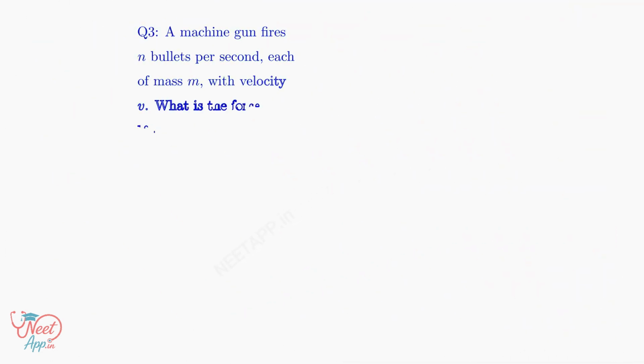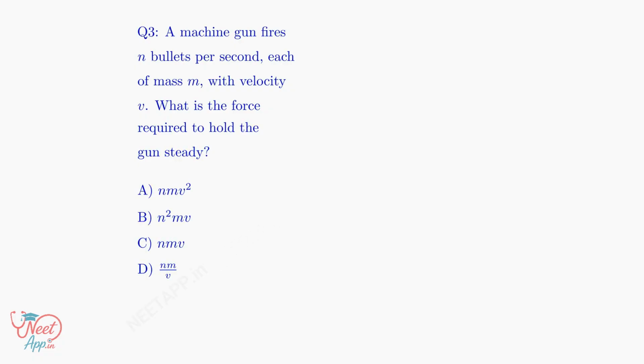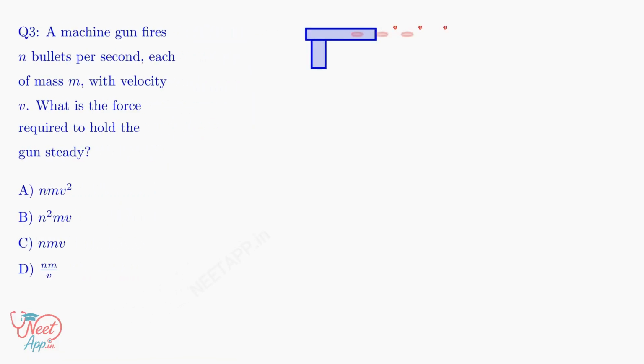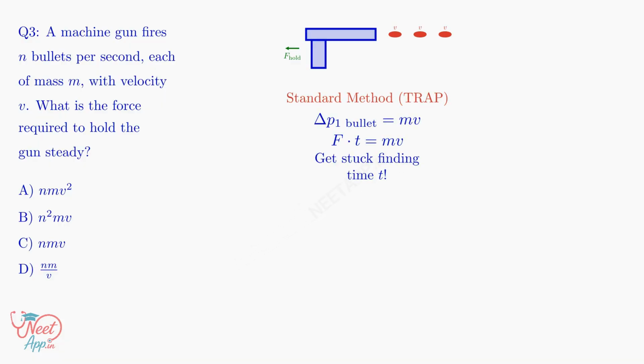A machine gun fires n bullets per second, each of mass m with velocity v. What force is required to hold it steady? Let's picture it. The gun recoils backwards as it continuously fires a stream of bullets forward at velocity v. The standard trap? Students try to calculate the momentum for a single bullet, set up an impulse equation and get completely stuck trying to find the time variable.